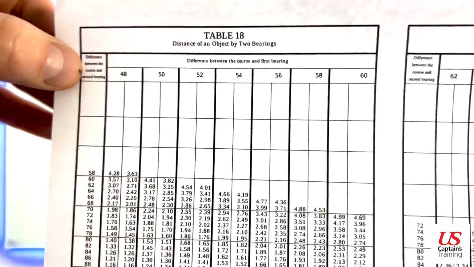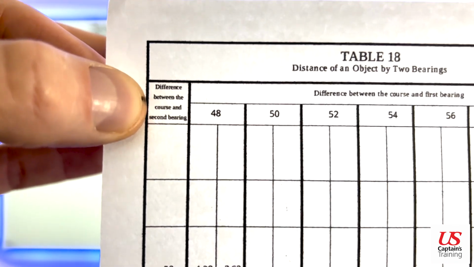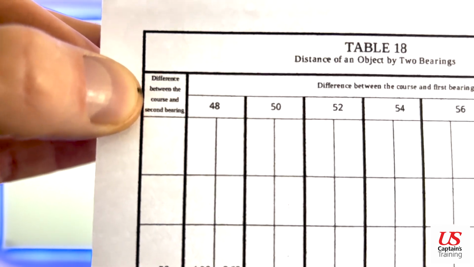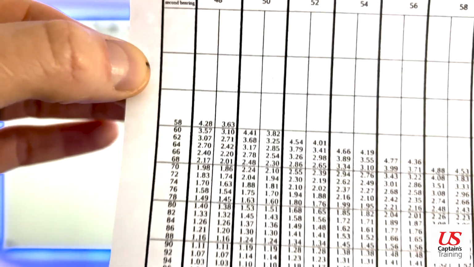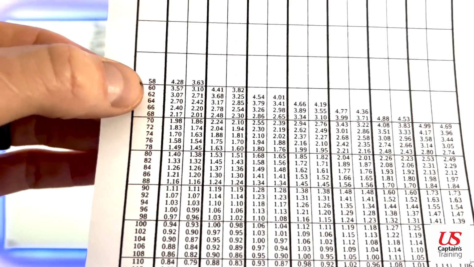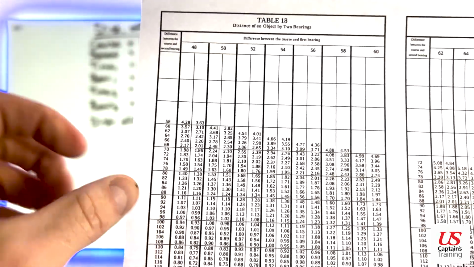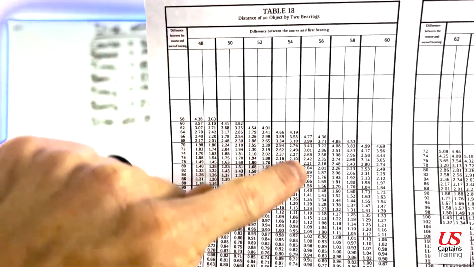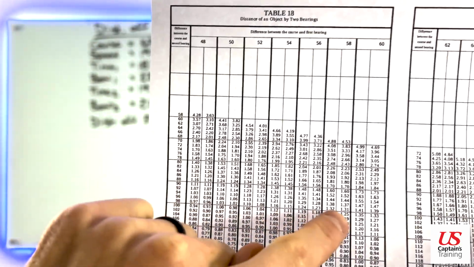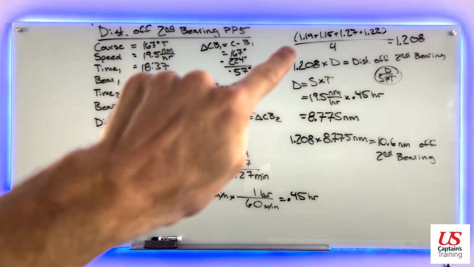And then over here down the side, look at this. Distance between the course and second bearing. So we found that, and these values down here represent the difference between the course and the second bearing. So we can run down the column and run it over, and we can get these values and then record these values, and they're right up here in this problem.